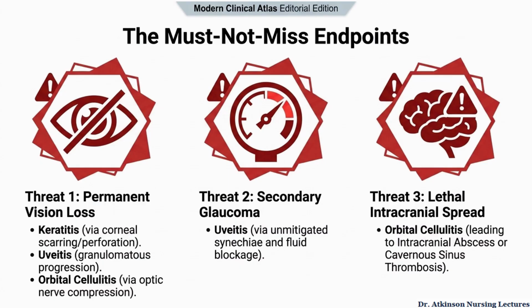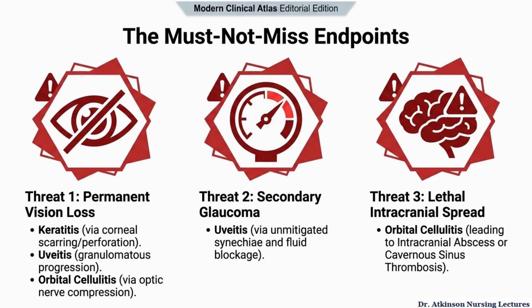Threat 1. Permanent vision loss. Keratitis via corneal scarring and perforation. Uveitis via granulomatous progression with structural damage. Orbital cellulitis via optic nerve compression. 3 different conditions, same devastating endpoint. Catch them early, treat aggressively.